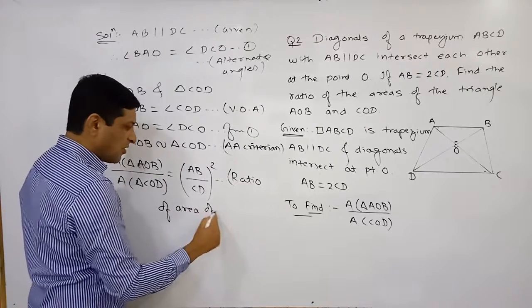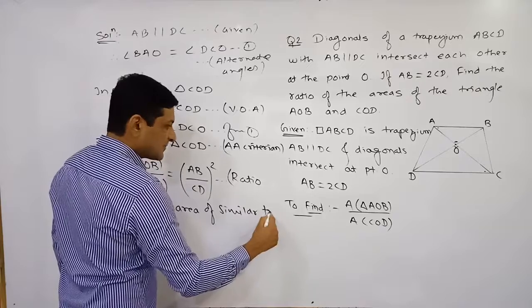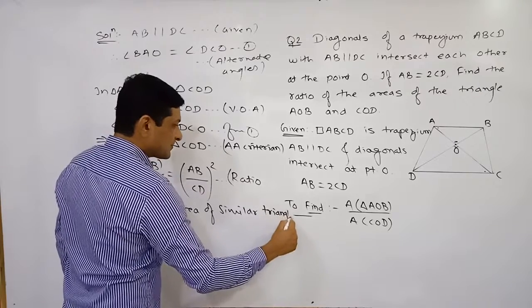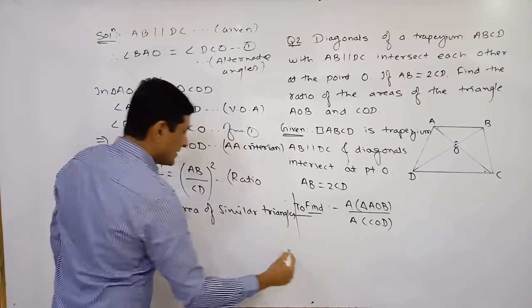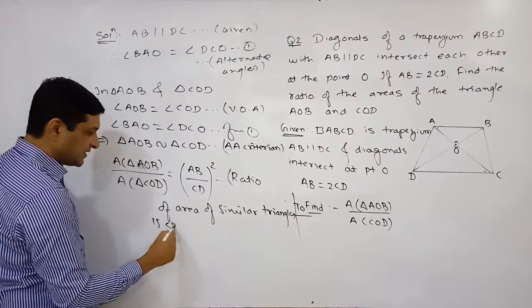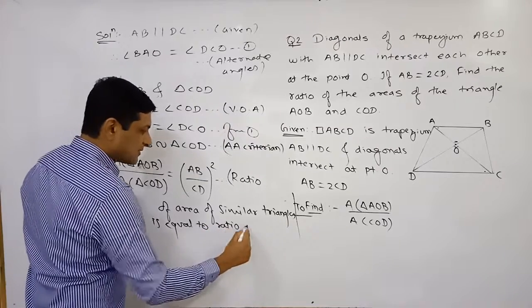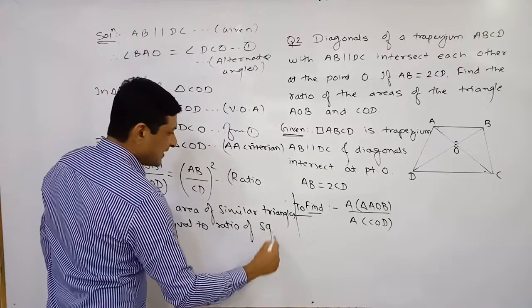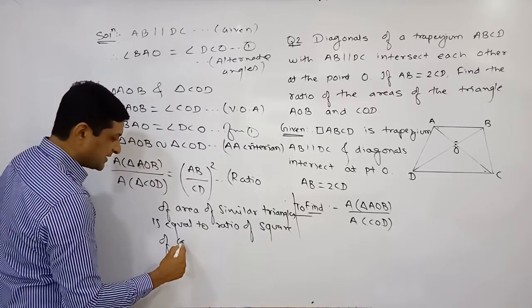So here give the reason that ratio of area of similar triangles is equal to the ratio of the square of corresponding sides.